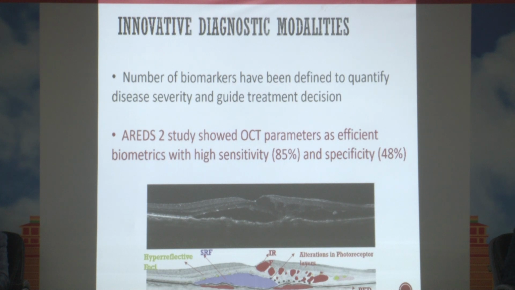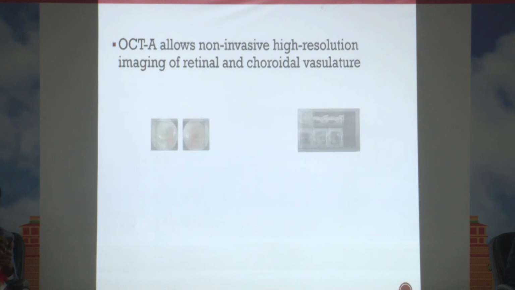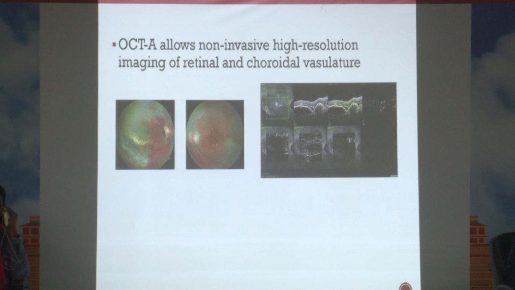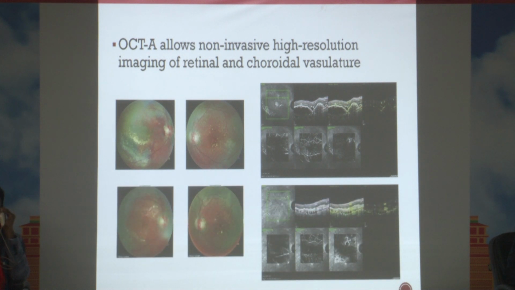Among the innovative diagnostic modalities, OCT and OCTA are the most popular imaging modalities nowadays after fluorescein angiography. OCTA allows non-invasive high resolution imaging of retinal and choroidal neovasculature. This is an example of a case of subretinal neovascularization. You can see the subretinal hemorrhage, and there is a CNVM at this point, and next is the post-treatment photograph. You can see the change in the pattern of the CNVM here.